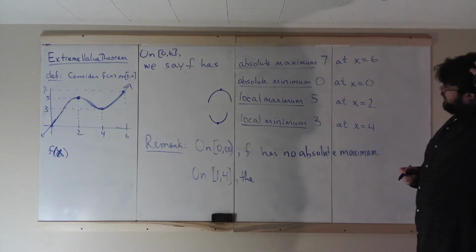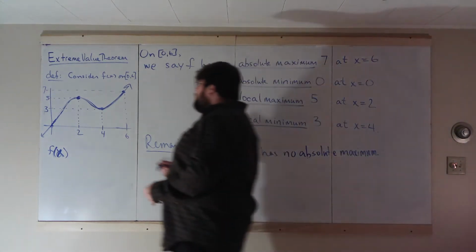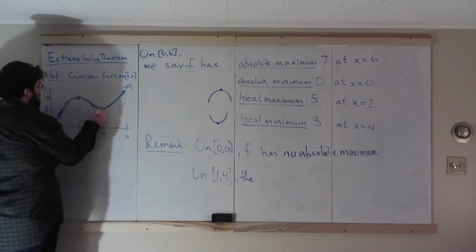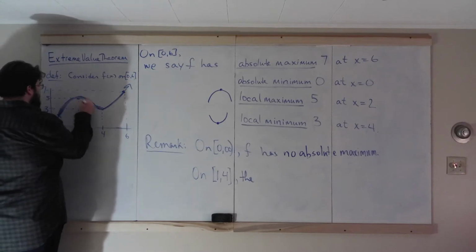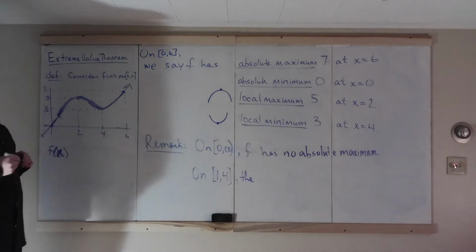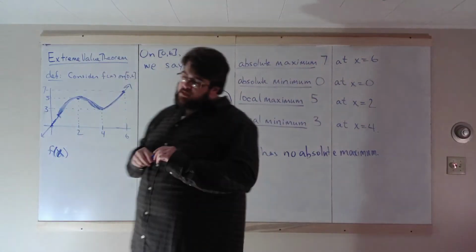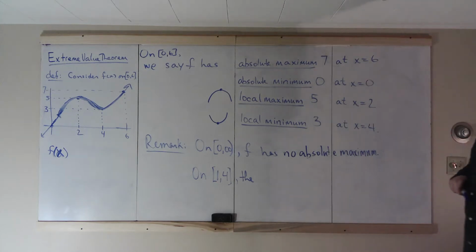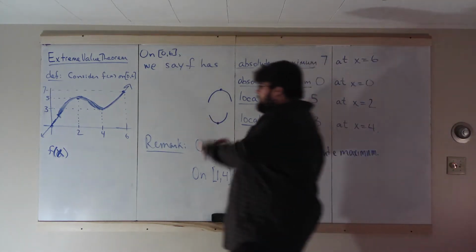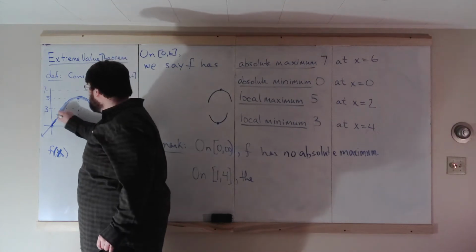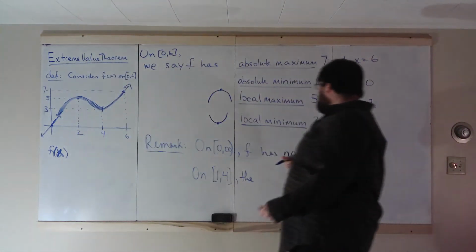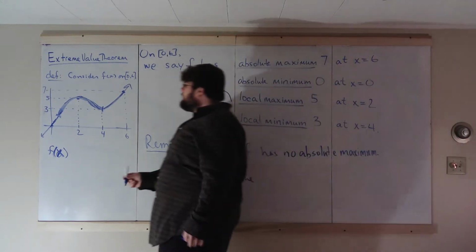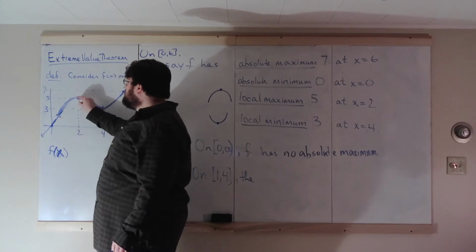But what if we looked at 1 to 4? Well, I didn't mark off 1, but it actually doesn't matter. 1 to 4 would be the piece of the graph like this. The extreme value theorem guarantees an absolute maximum and an absolute minimum on this closed and bounded interval 1 to 4, which starts there and ends there. What is the absolute maximum on 1 to 4? The highest this piece gets is this.